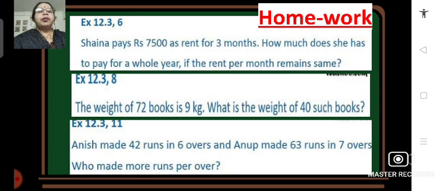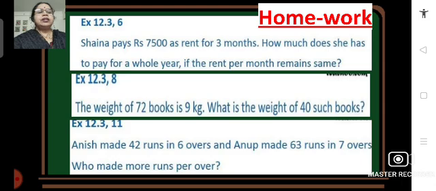Okay. Then problem number 8, the weight of 72 books is 9 kg. What is the weight of 40 such books? So we have to find the weight of one book and then we have to find the weight of 40 such books. Problem number 11, Anish made 42 runs in 6 overs and Anup made 63 runs in 7 overs. Who made more runs per over? So a similar kind of problem we have just now solved. You have to find out who made more runs per over.